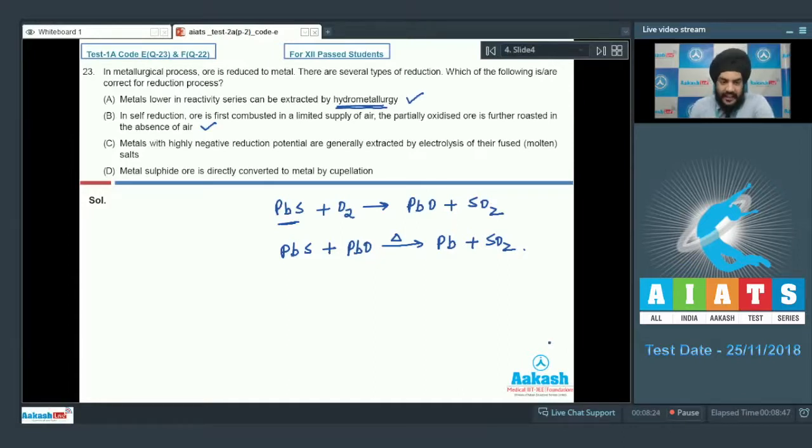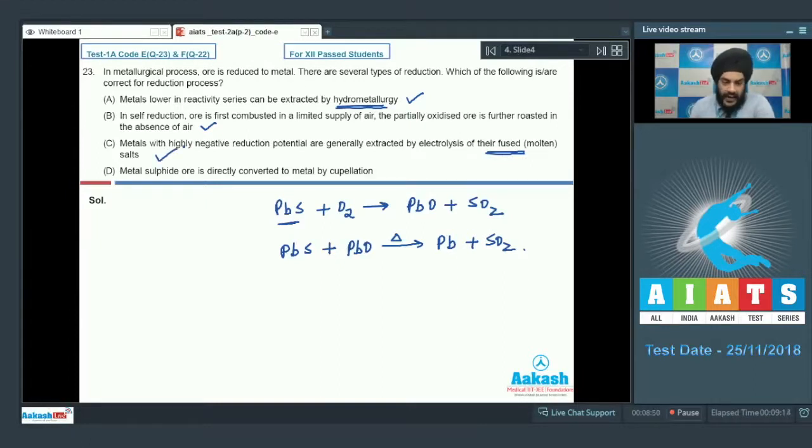Metals with highly negative reduction potential values are generally extracted by the electrolysis of their molten salts. This statement is correct, students. In the refining of metals with very high negative reduction potential, that is very reactive metals like sodium, potassium, etc., they have to be all extracted by the electrolysis of their molten salts. Let us look at option D now.